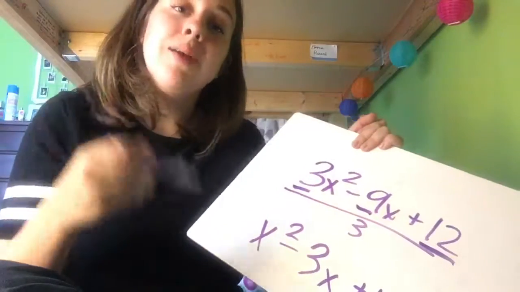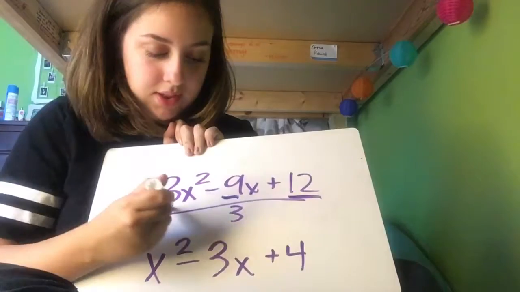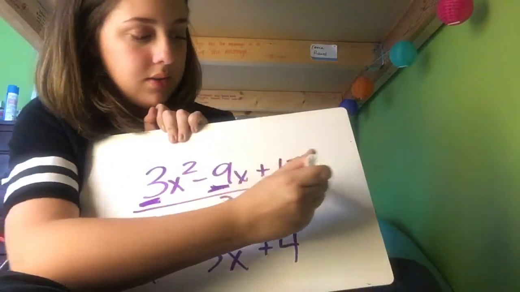Always remember to look to your a, b, and c numbers when finding a GCF, and remember, always, a is going to be this number, b is this number, c is this number.